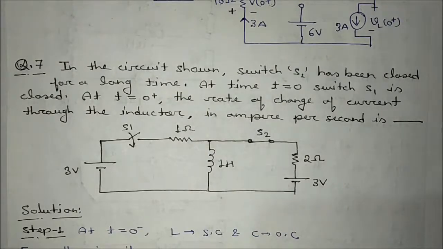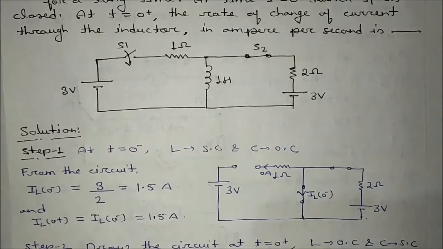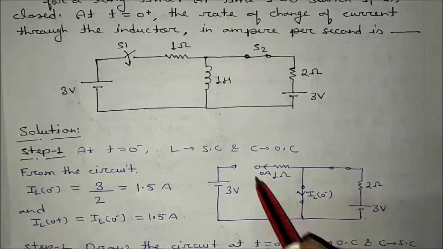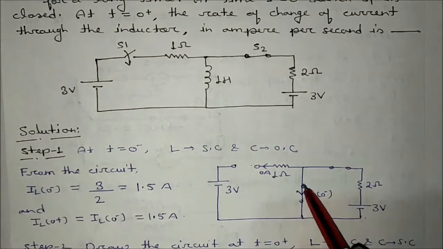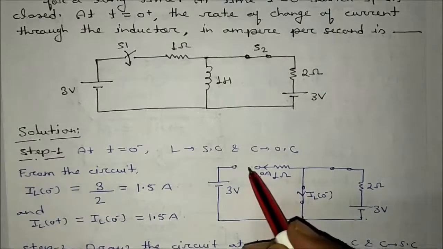T is equal to 0 plus condition is asking. So step 1, at T is equal to 0 minus, L will be short circuited, C will be open circuited. If we draw the circuit at T is equal to 0 minus, what is happening? S1 is open and S2 is closed. So S2 is closed, S1 is open, L is short circuited. IL0 minus value will be, this current will be 0.